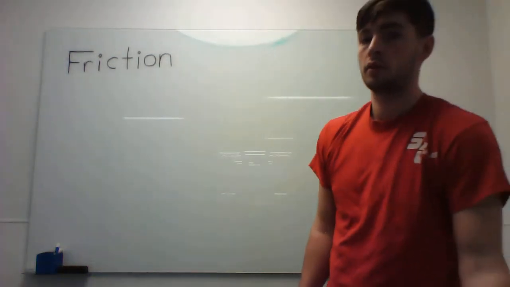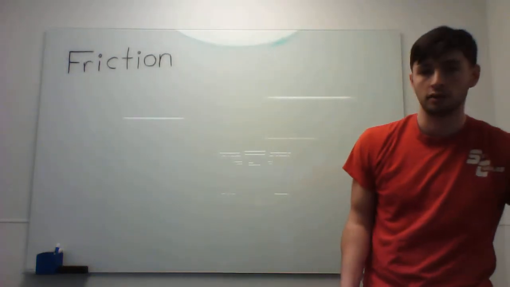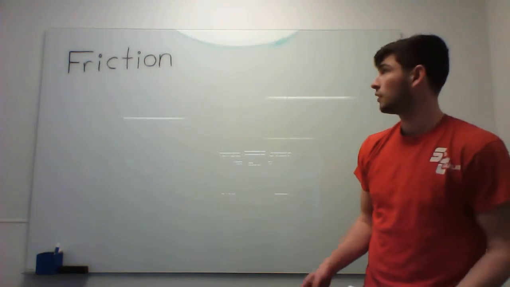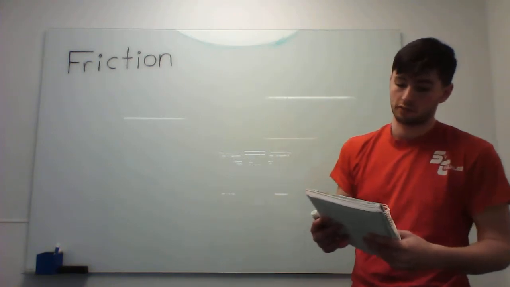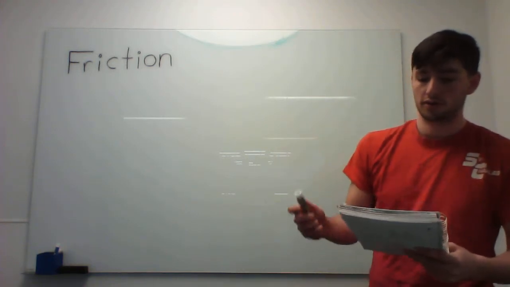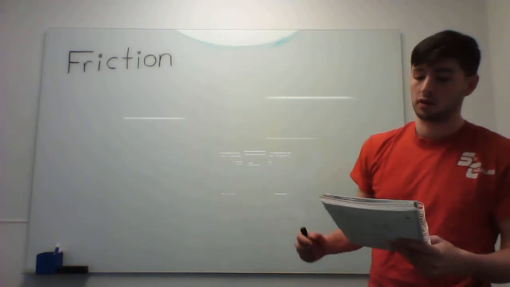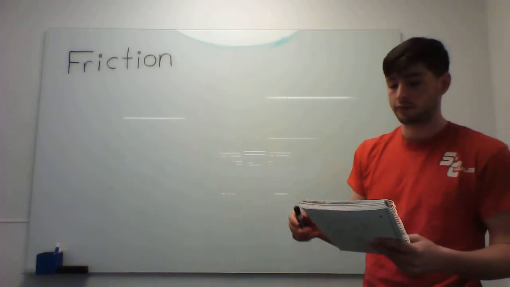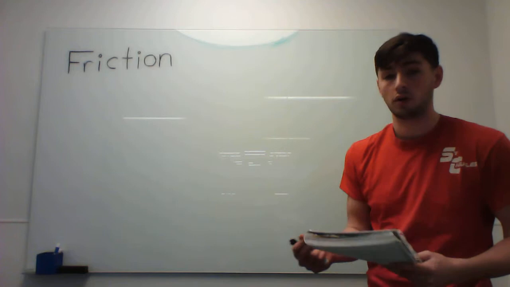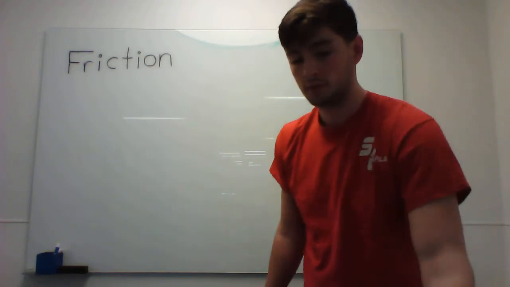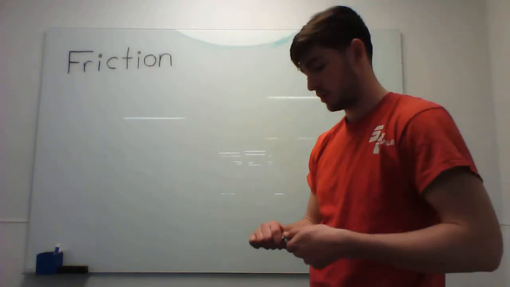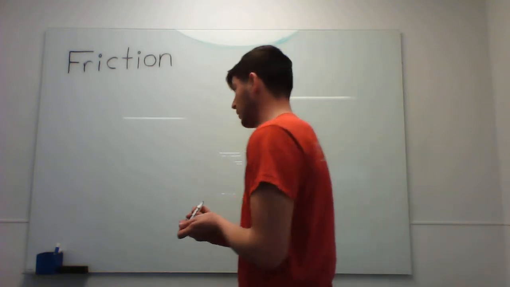Okay, so I'm going to be talking about friction. I'll start off by reading the definition of friction. It's a force that resists the movement between two contacting surfaces that slide relative to one another. So I'm going to show this with a diagram.